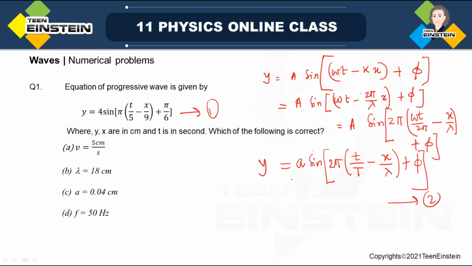So what we can do, let this 2 be here itself, because this is the standard form, 2 pi. Let us compare. So a, the amplitude of the oscillation, will be 4 centimeter. Then what is the velocity, what is the lambda? So lambda is here this much, right? But you have to anyway multiply 2 down so that this 2 will get cancelled, right?